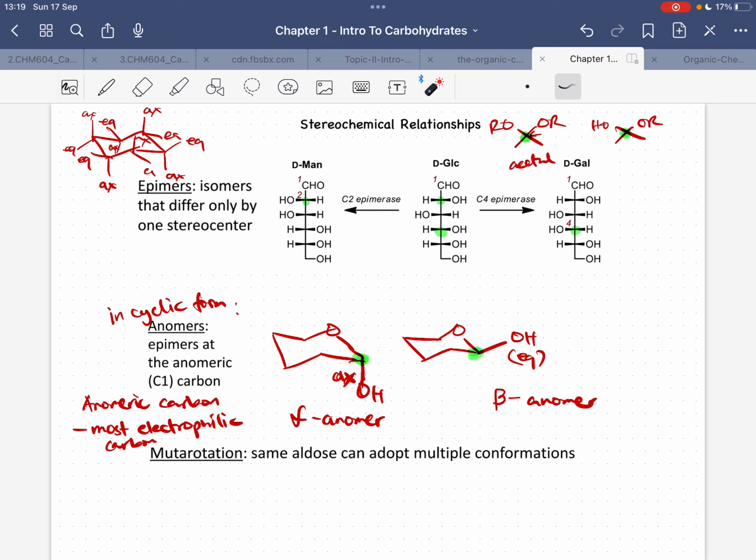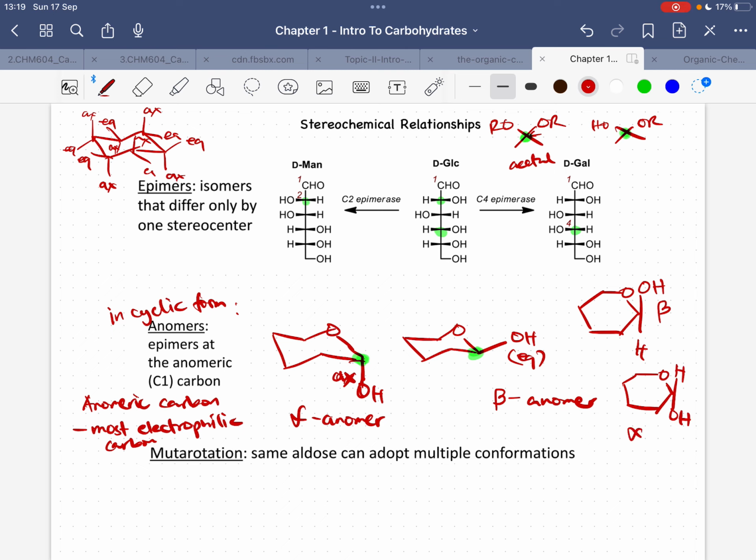Okay. And also, in the Haworth projection, this will be the anomeric carbon. If the OH is on top, this is beta. But if the OH is on the bottom, this will be the alpha anomer. And of course, there is also mutarotation.